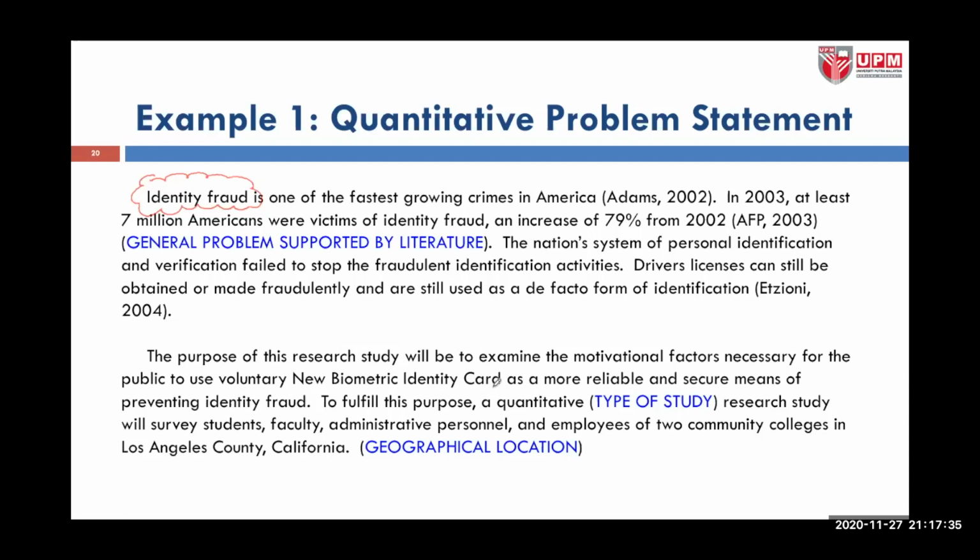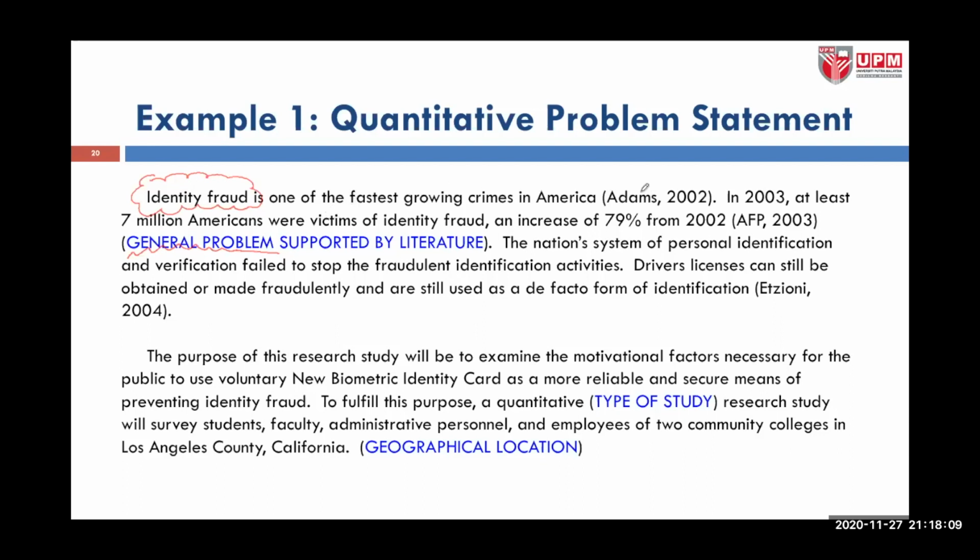of preventing identity fraud. Okay, so to fulfill this purpose, a quantitative research study will survey students, faculty, administrative personnel, and employees of 2 community colleges in Los Angeles County, California. So now, where is the problem? The general problem here is basically identity fraud. It is the way it's being written.